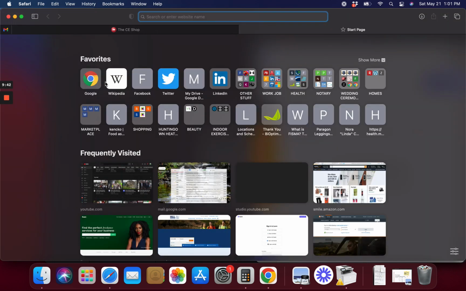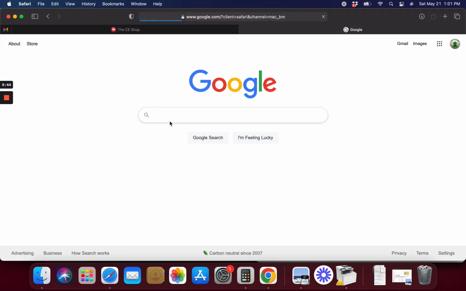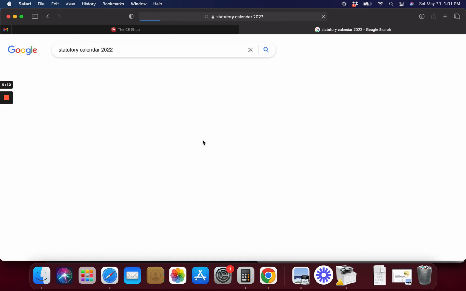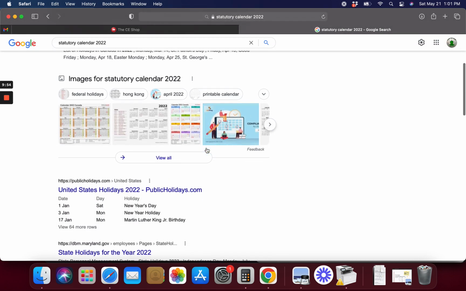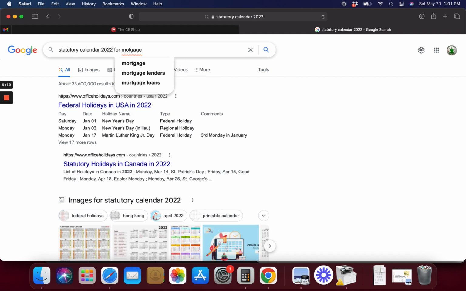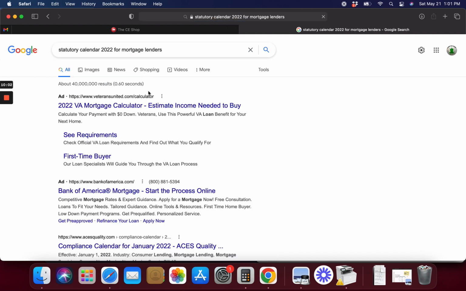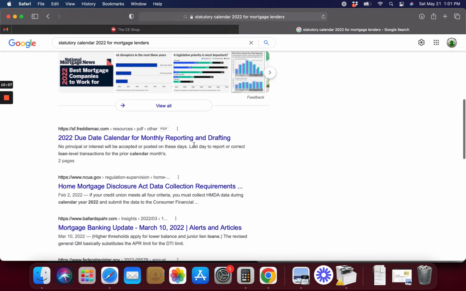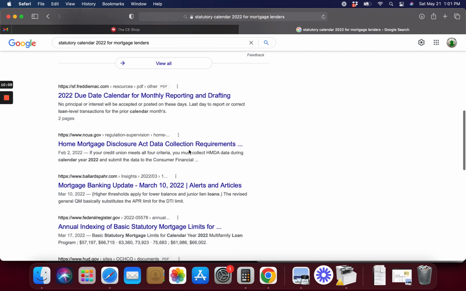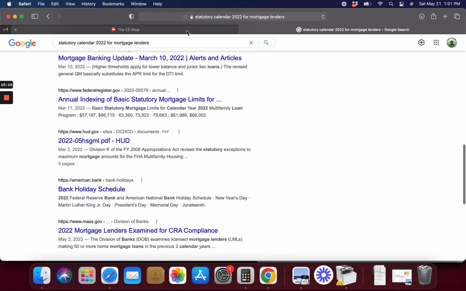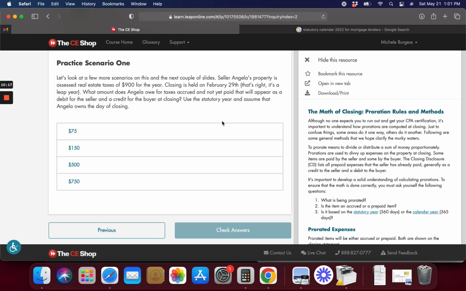Let's see if they got one on Google instead of adding this up. Statutory calendar for mortgage lenders. Okay, it doesn't. I was thinking it might have a calendar.